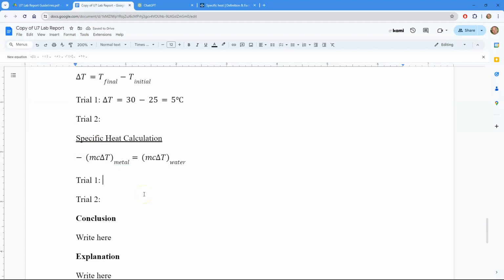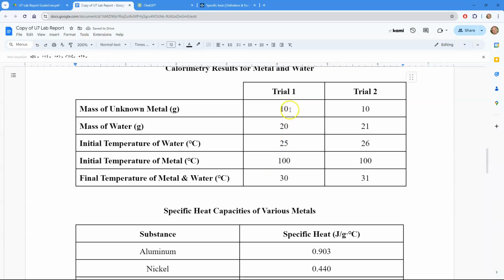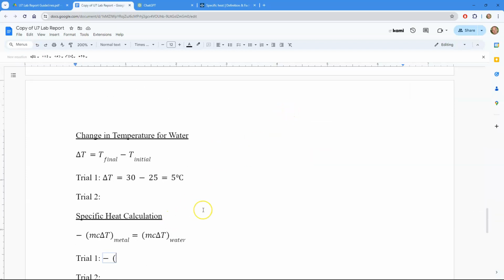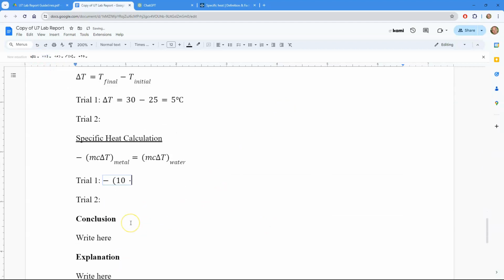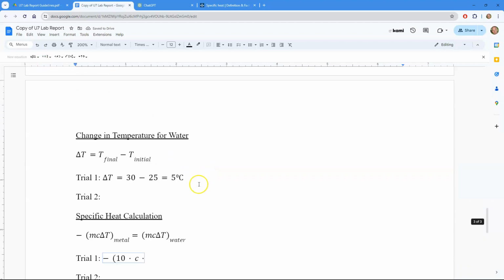Just like that. All right, now there's going to be probably a couple steps for this. So let's go ahead and substitute in all of our information. So we have the mass of the metal, which was 10 for trial 1. We are going to multiply that by the specific heat value for the metal, which we don't know. We're trying to solve for that. Times our change in temperature for the metal, which was negative 70.